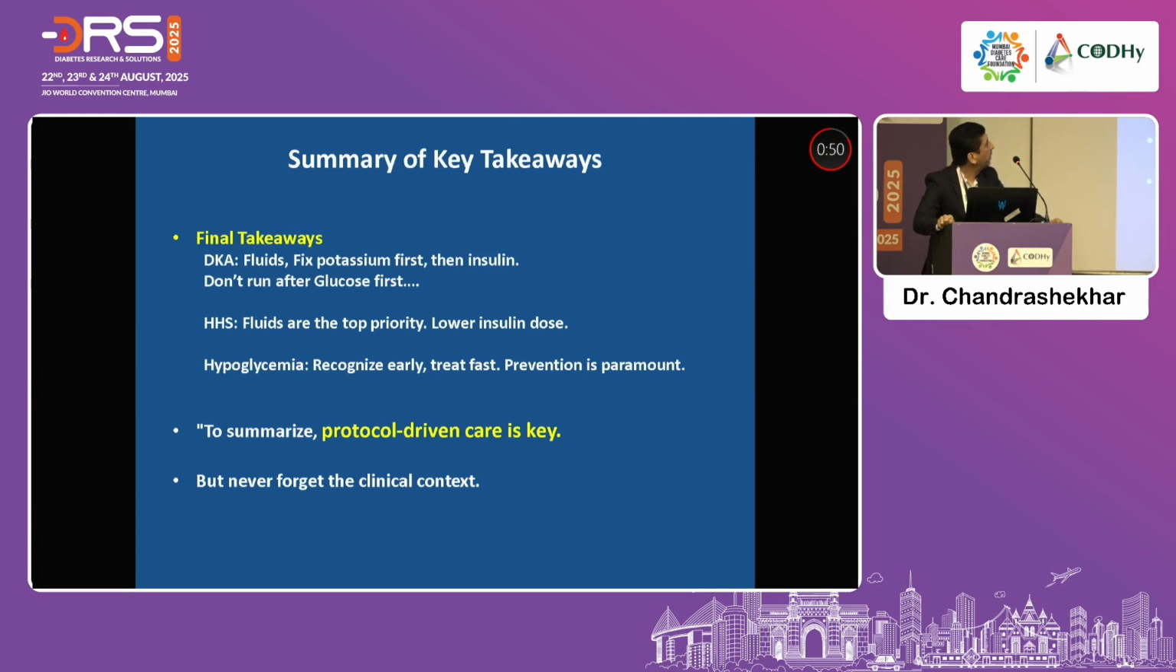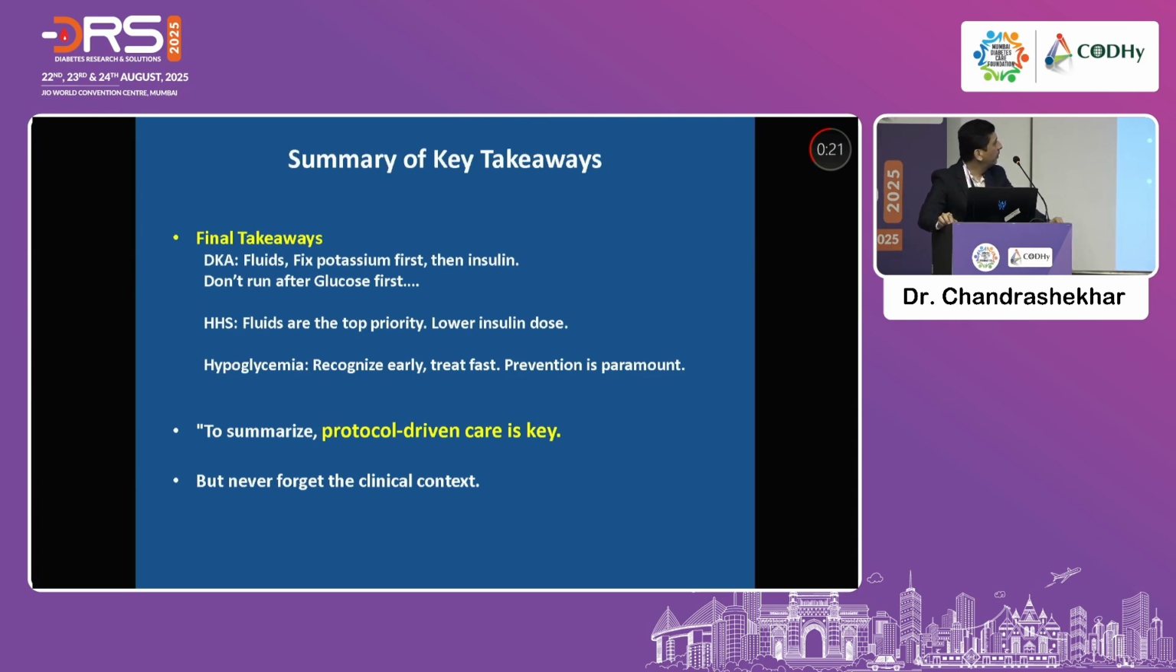And these are the final takeaways from my presentation. Diabetic emergencies are of 3 parts: DKA, HHS and hypoglycemia. As far as DKA is concerned, fluids first, fix the potassium, and then the insulin. That should be the flow for our management. Don't run for glucose first. Wait to hydrate properly, and then start insulin and adjust potassium accordingly.